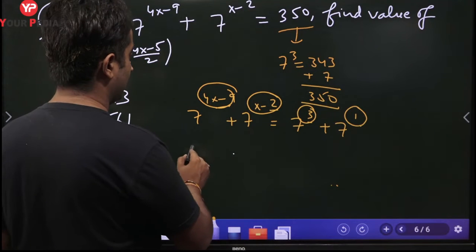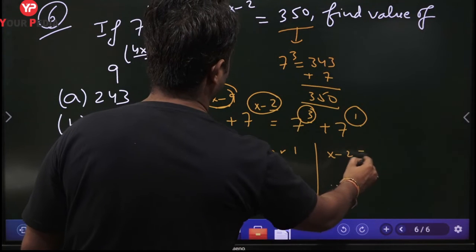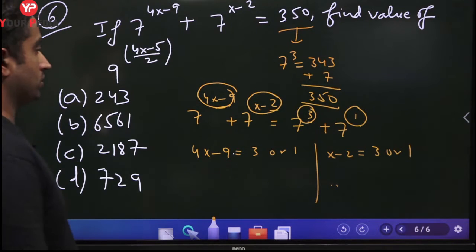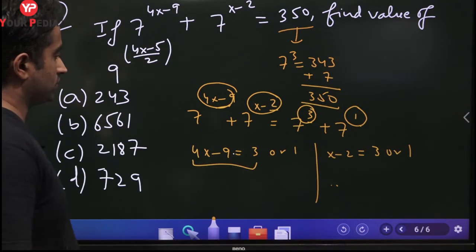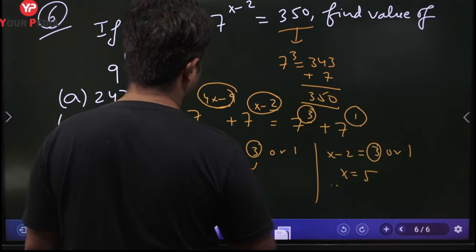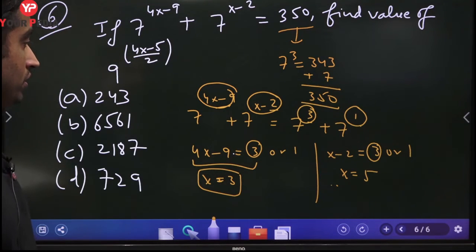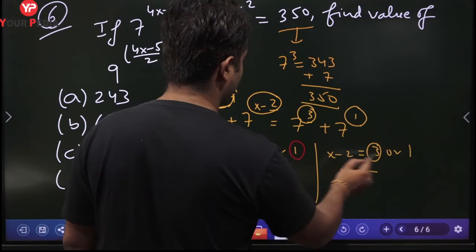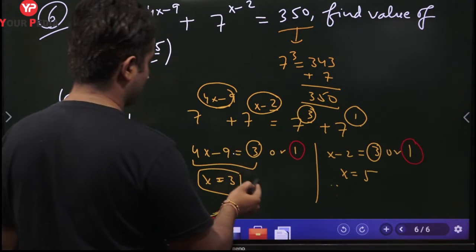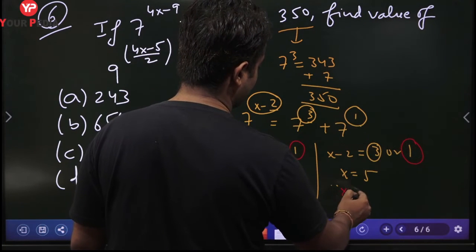Okay, so let's discuss it like this. 4x minus 9 is equal to 3 or 1 and x minus 2 is equal to 3 or 1. Okay, so now when I took 4x minus 9 as 3 and here also 3, so x is 5 here and x is 12 by 4, x is 3 here. Okay, now when I took 1 here and 1 here, so it would turn out to be 4x is equal to 10, so x is equal to 2.5 and here x is 3.